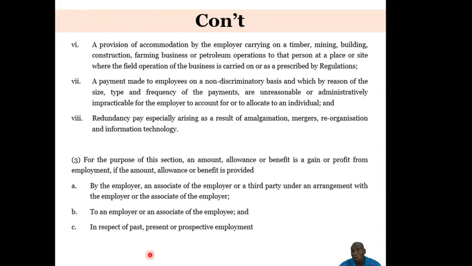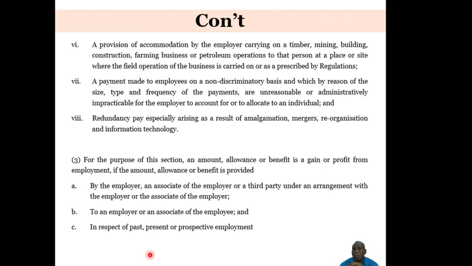Number 7. A payment made to employees on a non-discriminating basis, and which by reason of the size, type, and frequency of payments are unreasonable or administratively impracticable for the employer to account for or to allocate to an individual, that payment will be exempt. For example, you have a canteen and you all go there to eat rice or eat fufu.